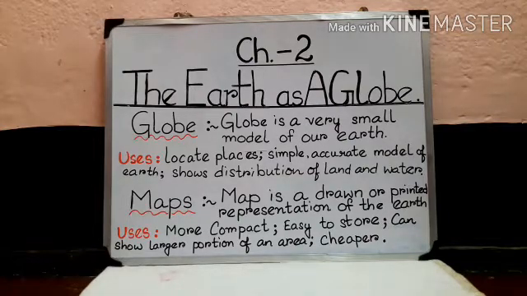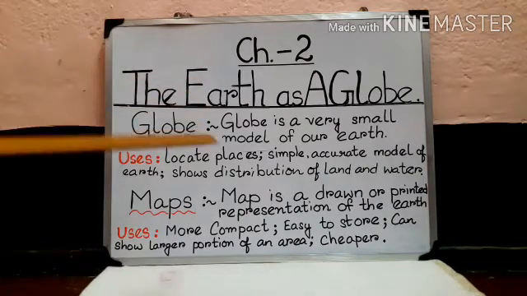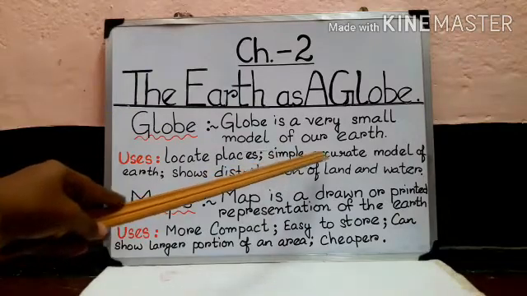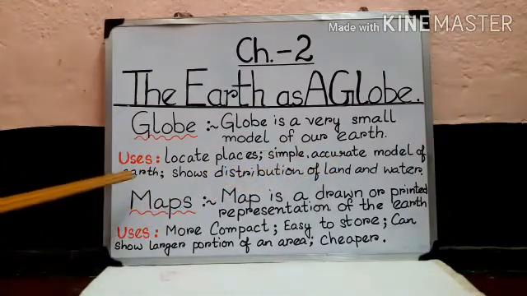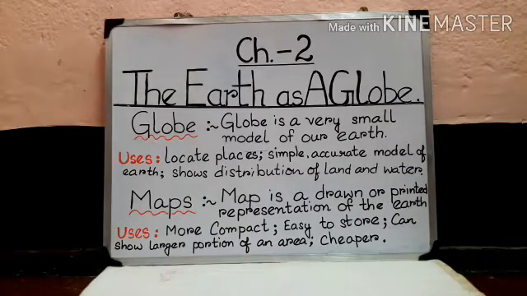Okay. Again, it is a simple and accurate model of the earth. A globe is a simple and accurate model of the earth because it looks exactly how our earth looks, isn't it?